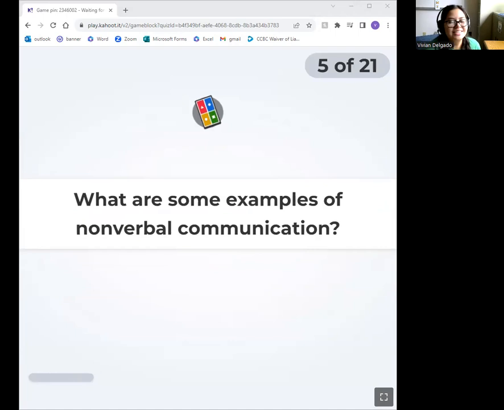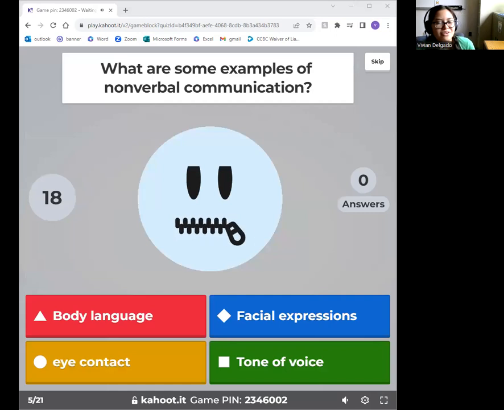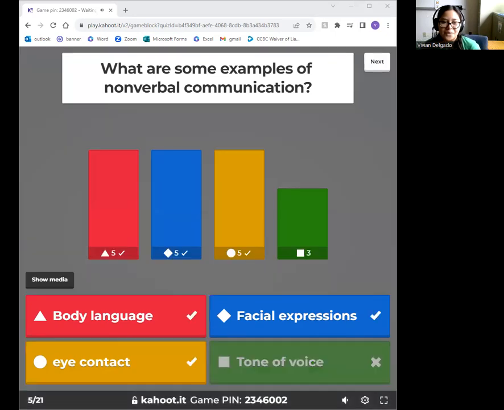Our next question is select all that apply. So what are some examples of nonverbal communication? Okay, we got a mixture. So if you said body language, eye contact, and facial expressions, you are correct. I do see why some of you would say tone of voice, but nonverbal, you're not really talking.